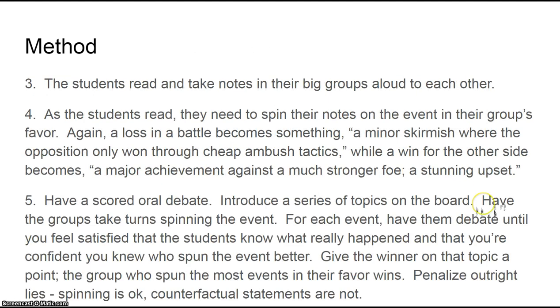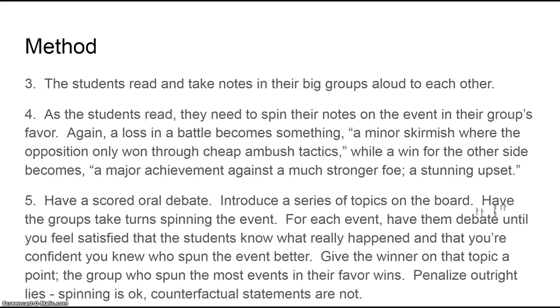Number three, the students read and take notes in their big groups aloud to each other. Number four, as the students read, they need to spin their notes on the event in their group's favor. Again, a loss in battle becomes something like a minor skirmish where the opposition only won through cheap ambush tactics, while a win for the other side becomes a major achievement against a much stronger foe, a stunning upset. Everybody can agree on the basic things that happen, but their skew or their spin on it is where the debate is going to happen.